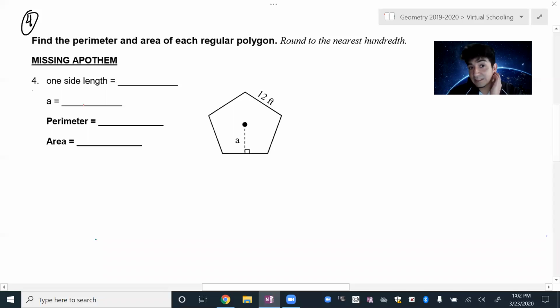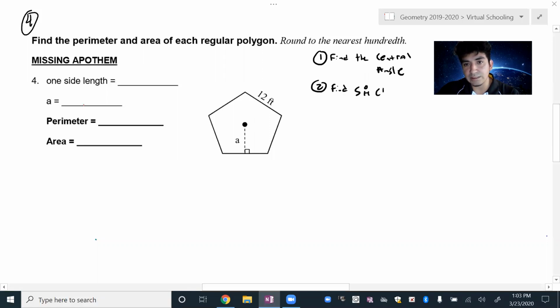Okay, so in this one, we're asked to find the area and perimeter of each regular polygon and round to the nearest hundredth. Let's remember our steps. The first step was to find the central angle. The second step was to use SOHCAHTOA. And the third part is to solve it.